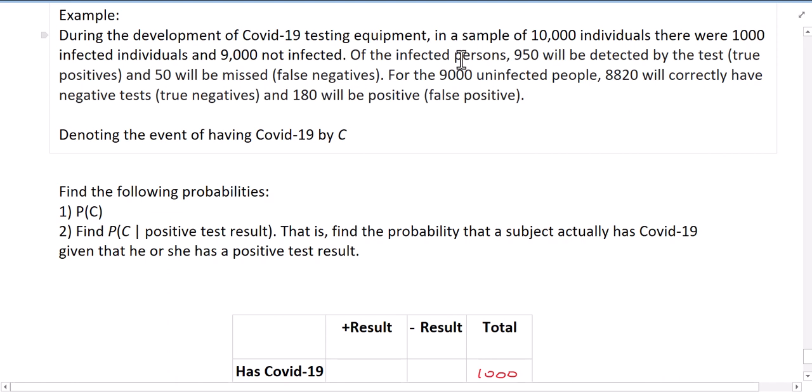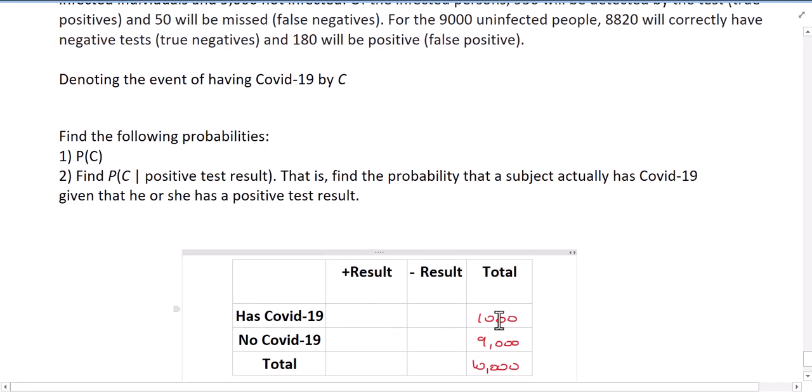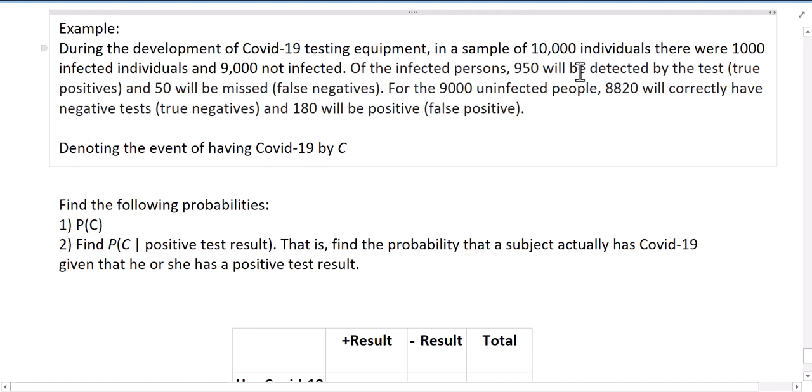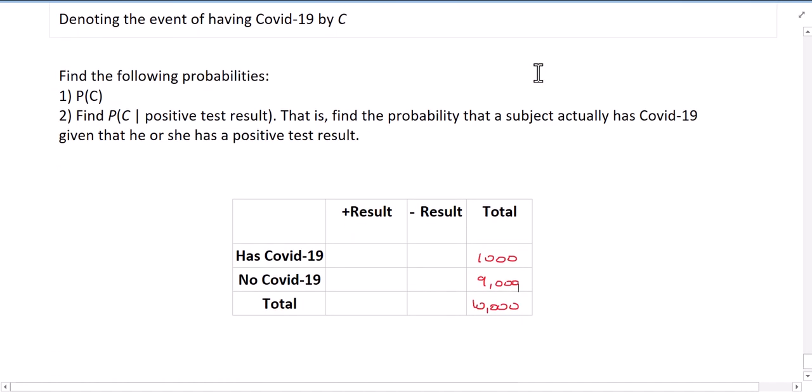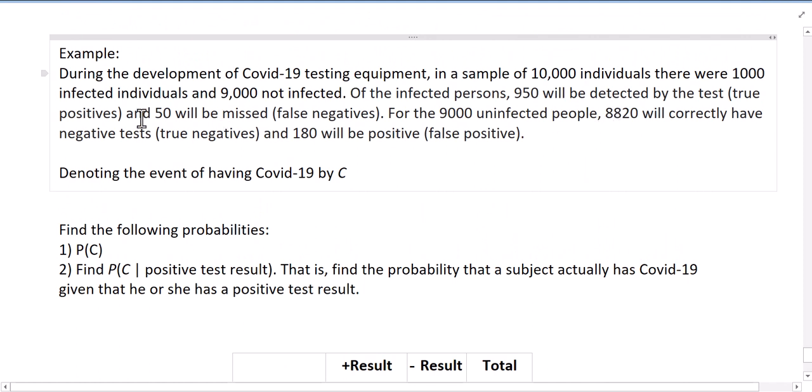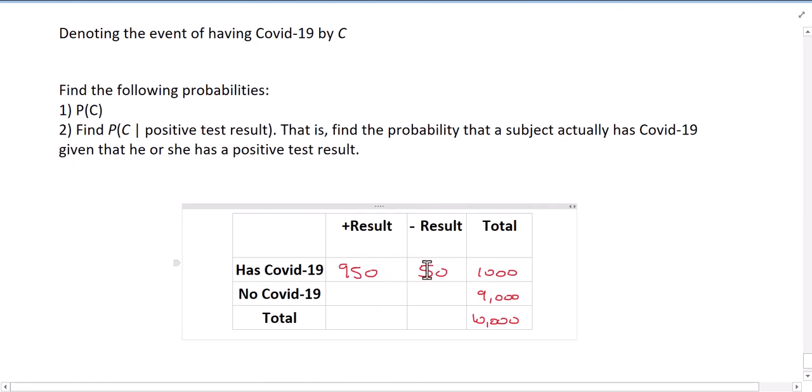Of the infected persons, the ones that do have COVID, of the 1,000, 950 will be detected by the test, so true positives. So 950 have COVID and tested positive. These are my true positives. In order to add up to 1,000, that better be 50, and 50 will be missed. That number was given, but oftentimes you may not be given that number. However, if it's missing, we can just figure it out.